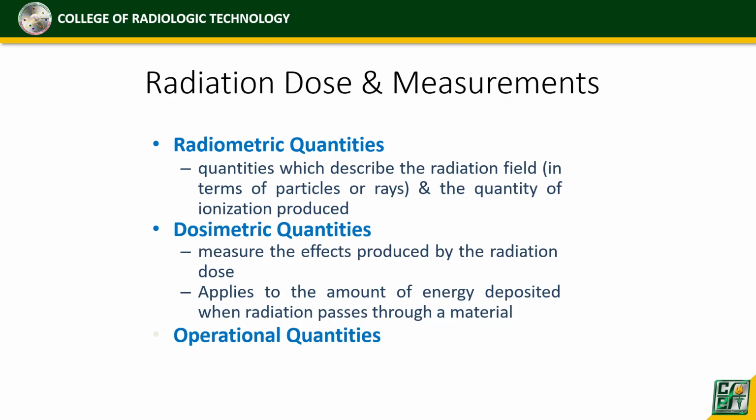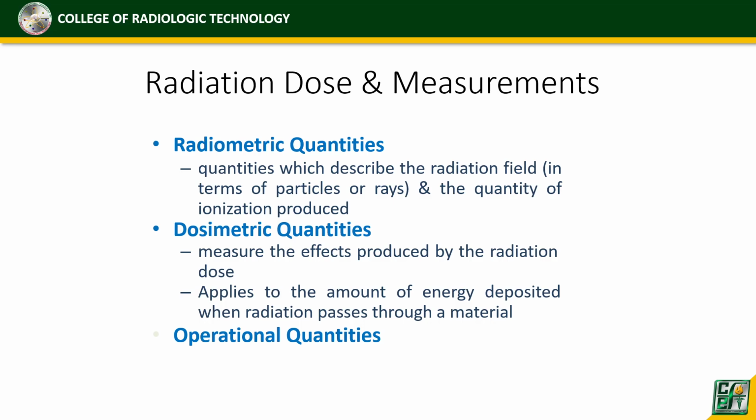So, in radiation dose and measurements, meron tayong mga quantities na tinatawag. So, we have radiometric quantities. Okay, these quantities describe the radiation field in terms of particles or rays or both, and the quantity of ionization produced. That is radiometric quantities. Okay, and the second one is dosimetric quantities.